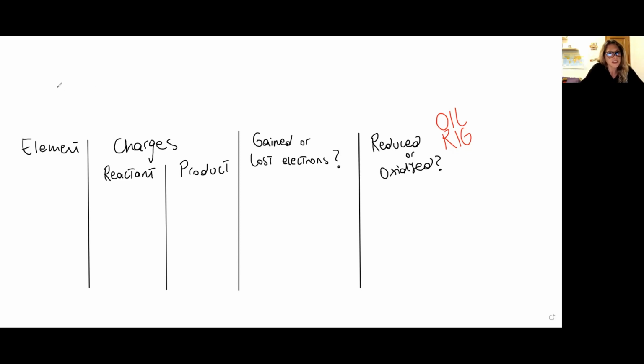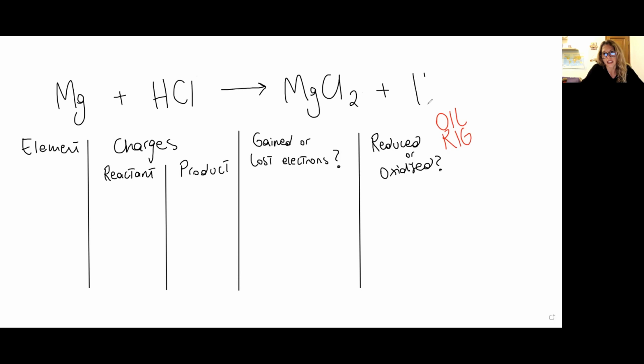An example of redox could be magnesium reacting with hydrochloric acid to form magnesium chloride and hydrogen gas. We can balance it, of course, first, and now we need to think about whether this is a redox reaction. If it is, what has been reduced, what has been oxidized? Well, the first thing is looking at one element at a time, because when we talk about transfer of electrons, that's the way, one element at a time.